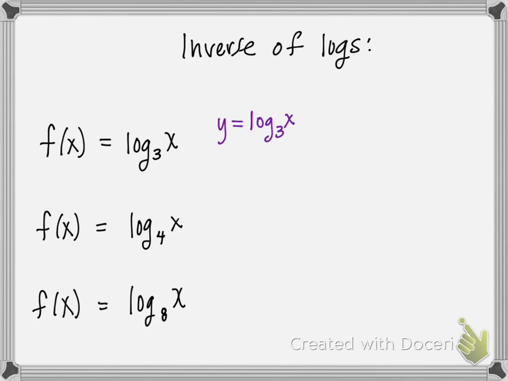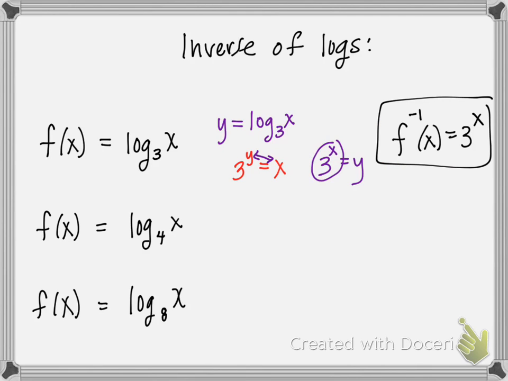So remember, you can turn this into an exponential by saying base 3, the base is the same here, to the y power is equal to x. So if you're ever doing the inverse, you switch the x and the y. So all I'm going to do is switch my x and the y position, so I have 3 to the x equals y. So this would be my inverse function, 3 to the x power. So the inverse is 3 to the x.